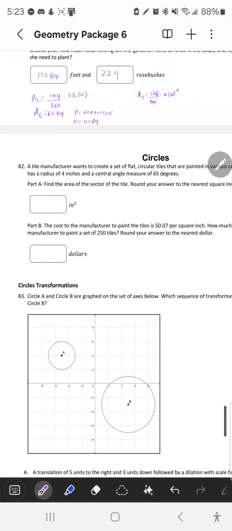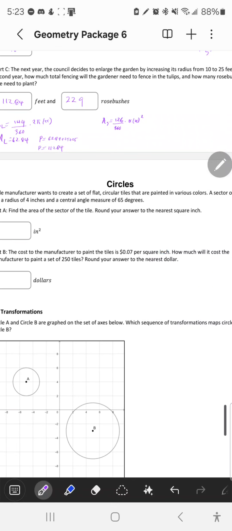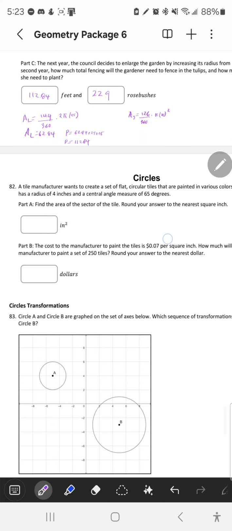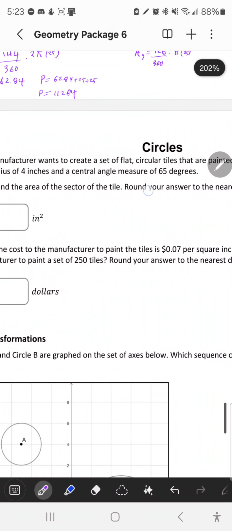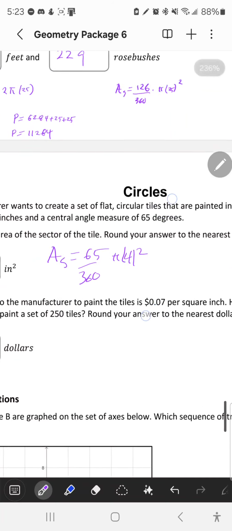Now 82. A tile manufacturer wants to create a set of circular tiles that are painted in various colors. A sector of the tile has a radius of 4 inches and a central angle measure of 65 degrees. Find the area of the sector of the tile. So we have everything we need. The area of the sector will be equal to the angle, which is 65 over 360, times the area of the circle, which is pi r squared. So it will be 4 squared.